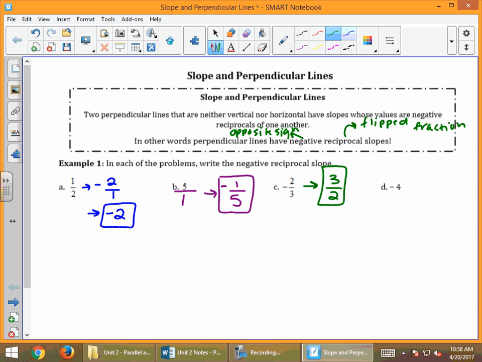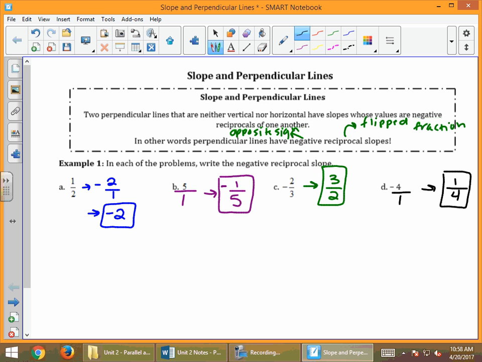And then in this last one for -4, again we have a whole number, so technically it's over 1. Flip it, so it becomes 1/4. Change the sign. 4 was negative, now it's going to be positive. So those are opposite reciprocal slopes. Flipped and opposite.